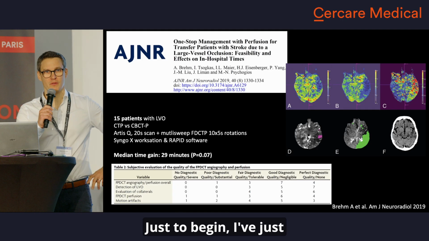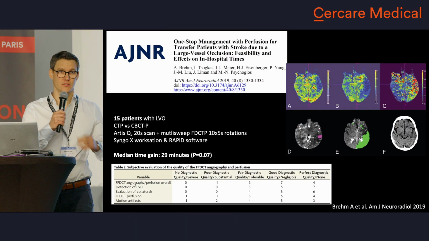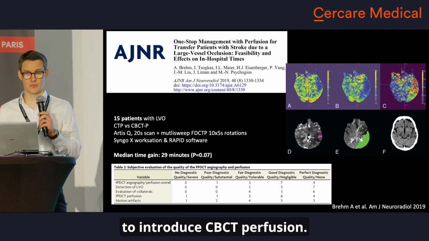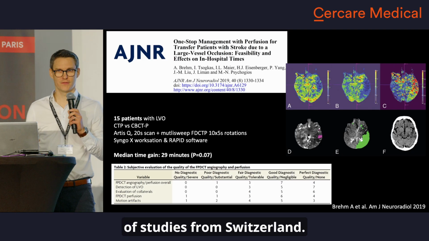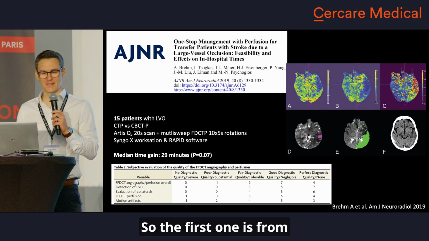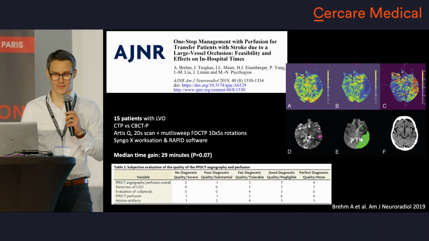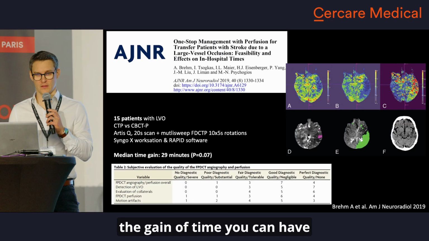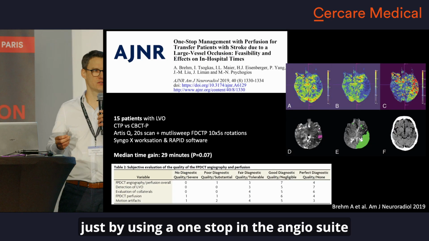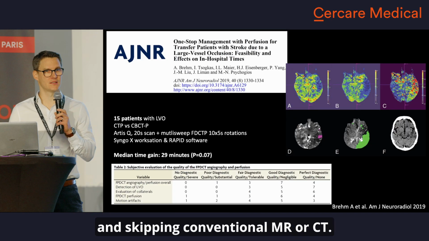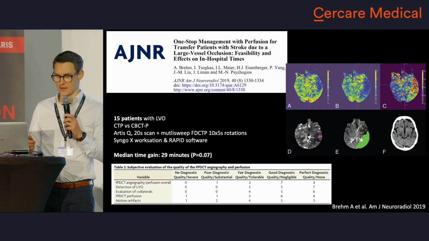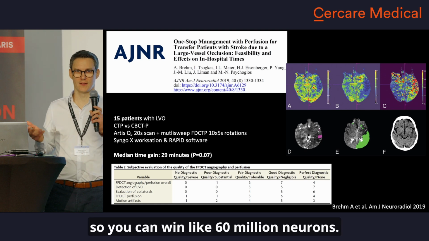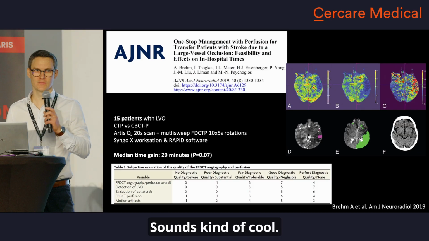Just to begin, I've selected 4 publications that, to my mind, are really relevant to introduce CBCT perfusion. There are plenty of studies from Switzerland. The first one is from Marios Psychogios from Basel and his team. They evaluated the gain of time you can have by using a one-stop in the angio suite and skipping conventional MR or CT. Roughly 29-30 minutes. So you can win 30 minutes, so you can win like 60 million neurons. Sounds kind of cool.